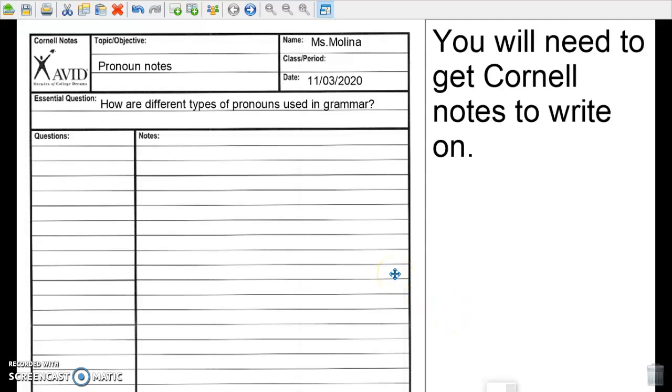Today you are going to be taking notes over pronouns. So we have talked about subject, predicate, we have talked about nouns. Now we're going to switch gears and go to pronouns.